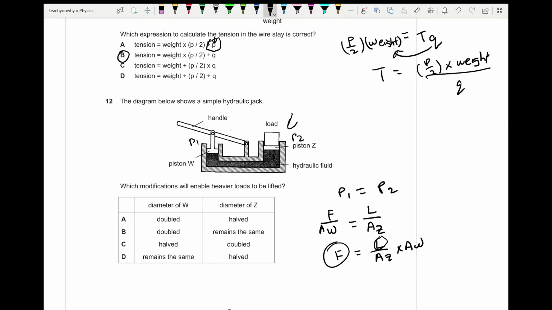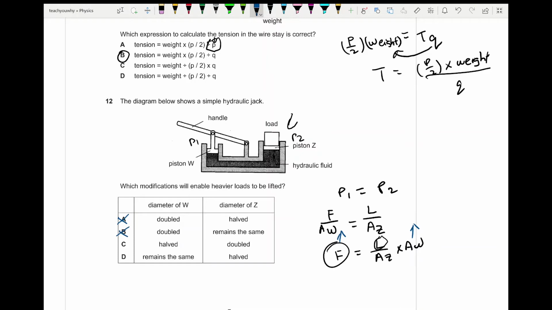So what can we do to enable us to lift a heavier load? So let's see. When we double W, so when this increases, what they are trying to say is that this will increase. So we do not want this. When W increases and Z remains the same, we also do not want this.